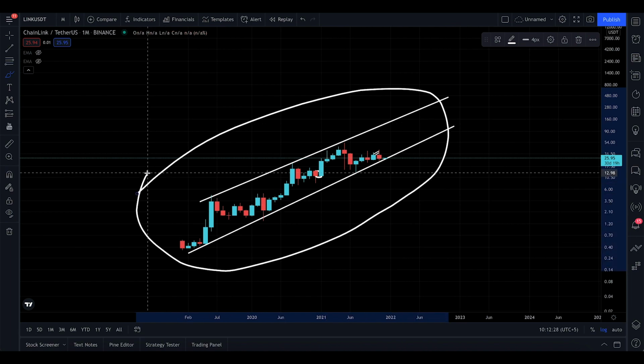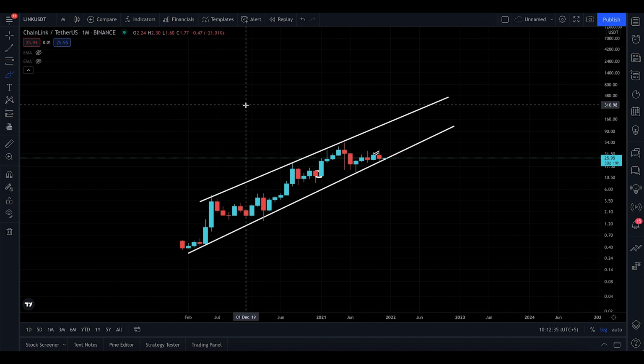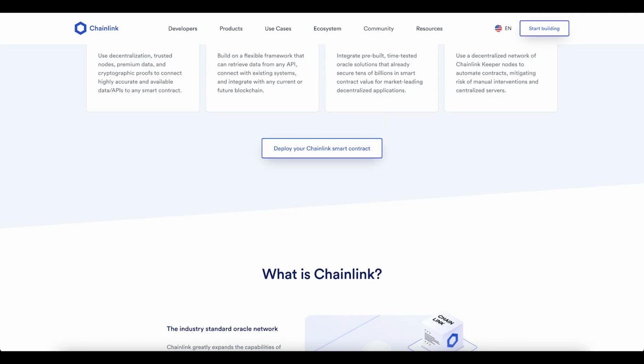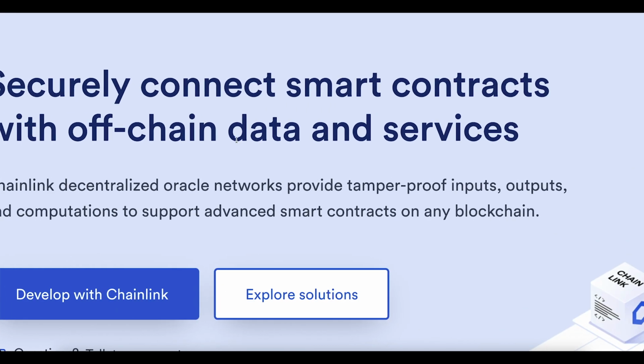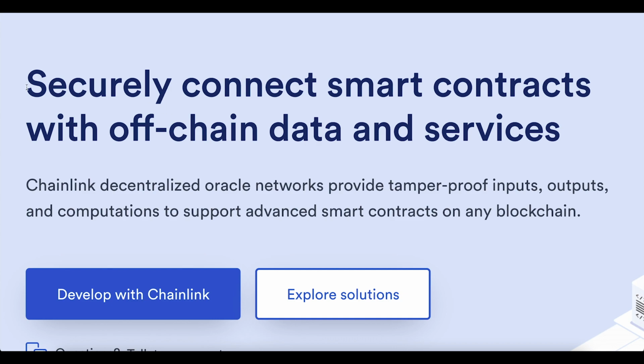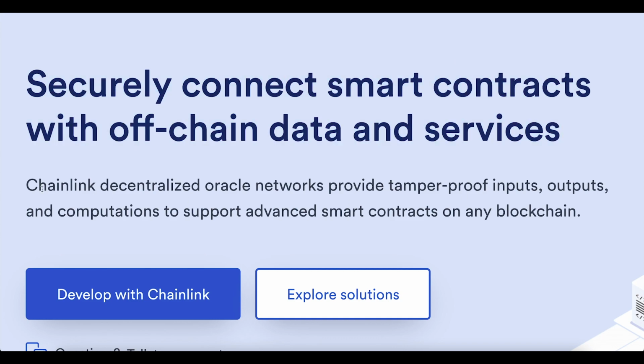And I do have a chart right there, which I'm going to get into the details of in a while. But before that, let's learn what Chainlink really is all about, what Chainlink provides, and what the fundamental of Chainlink is. Why is Chainlink so popular, and why are people loving this coin out there, and why is it a beast of a coin? So let's dive into their website, and I'm going to tell you a very simple definition here. They said: securely connect smart contracts with off-chain data and services.